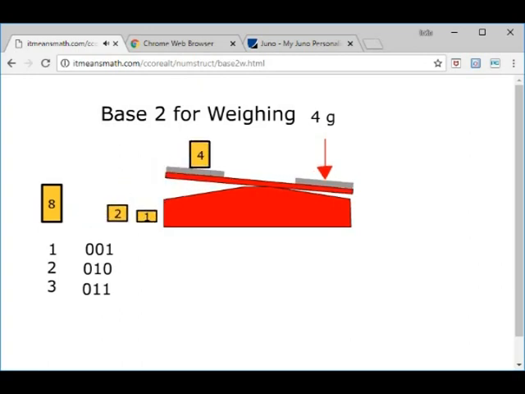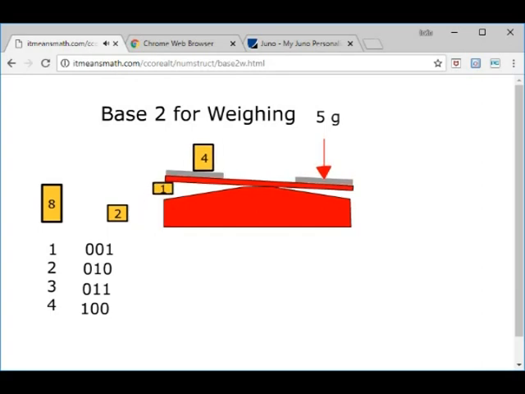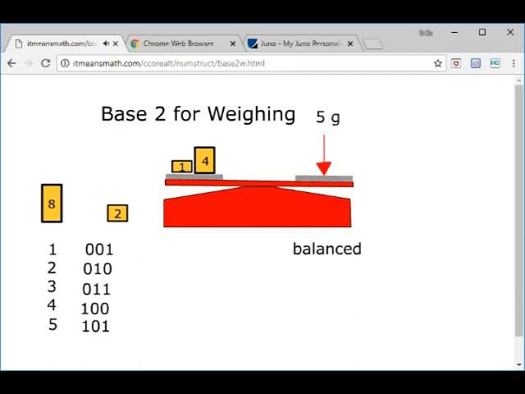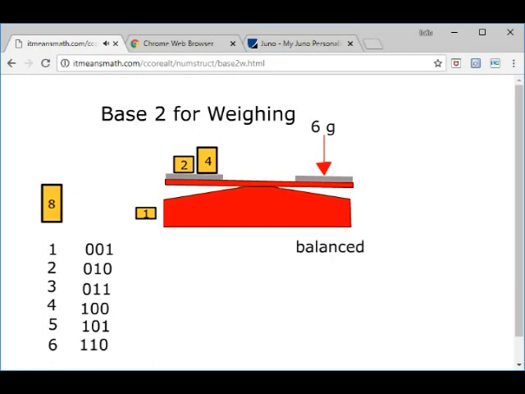To weigh a 4-gram weight, we need 1 4-gram weight. We don't need any 2-gram weight or 1-gram weight. However, to weigh 5 grams, we need a 1-gram weight and a 4-gram weight. So we see a 1 in the 4 position and a 1 in the 5 position. To weigh a 6-gram weight, we need a 4-gram weight and a 2-gram weight. 2 plus 4 is 6.